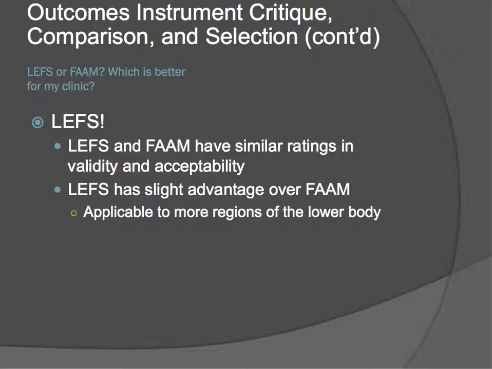As mentioned before, both the LEFS and FAM have similar ratings in validity and acceptability. The lower extremity functional scale has a slight advantage over the foot and ankle ability measure, and that is that it is applicable to more regions of the lower body and not just specific to the foot and ankle.